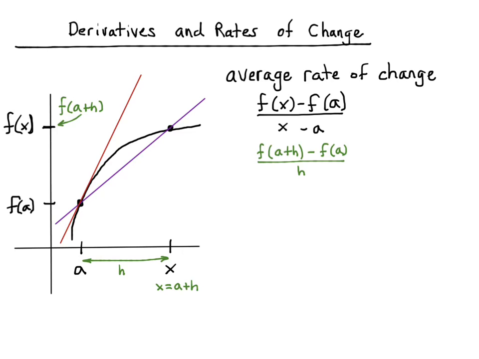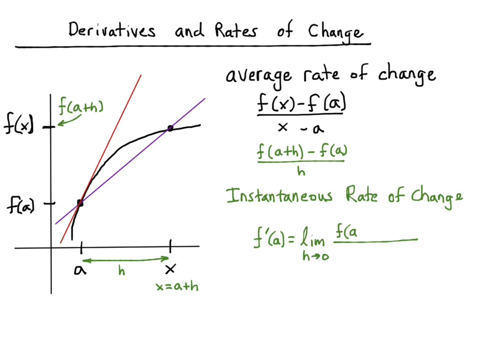change as the graph. And so if I state this in terms of limits then, I can define my instantaneous rate of change. The rate of change at exactly a is going to be the limit as h goes to 0 of this difference ratio.